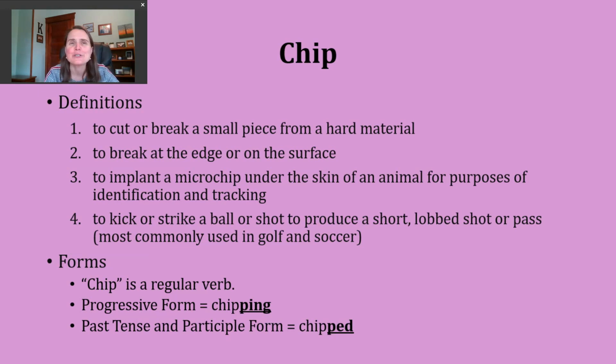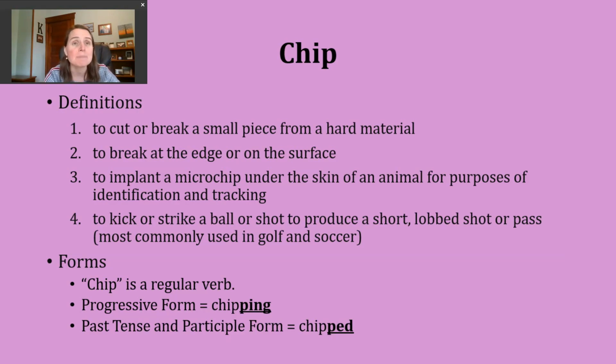A fourth way to use the verb chip can mean to kick or strike a ball or some sort of shot in order to produce a rather short, either lobbed, so a really sort of gentle up in the air and down type of shot or pass. This is most commonly going to be used in golf or soccer, and it could be used in other sports as well, but I think those are the two places you would encounter it most. For now, you should know that chip is a regular verb.